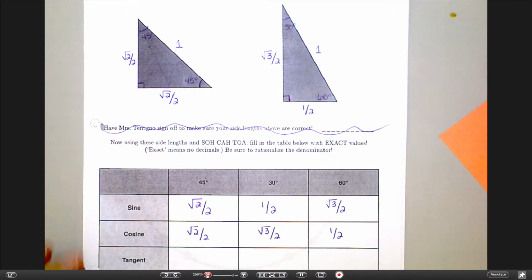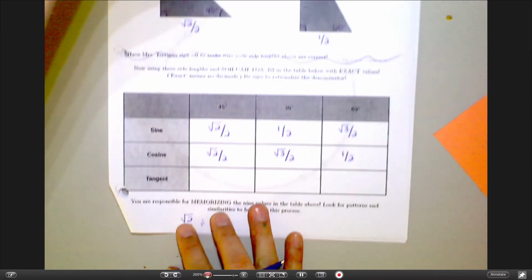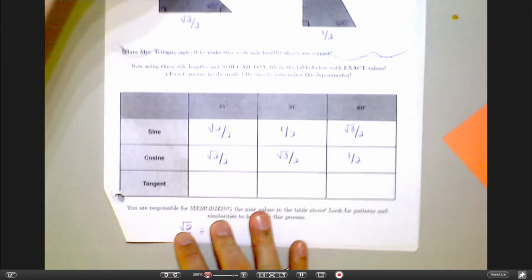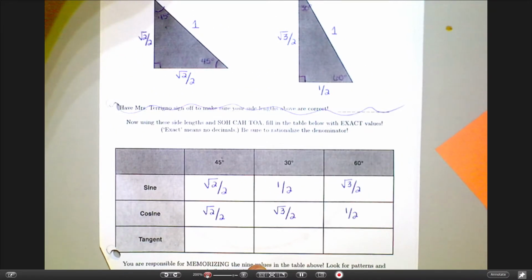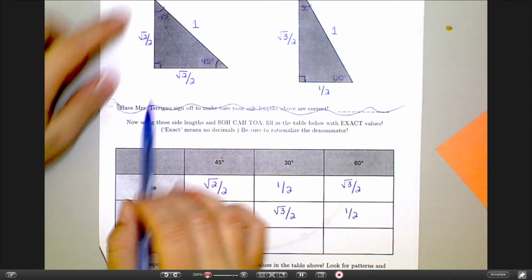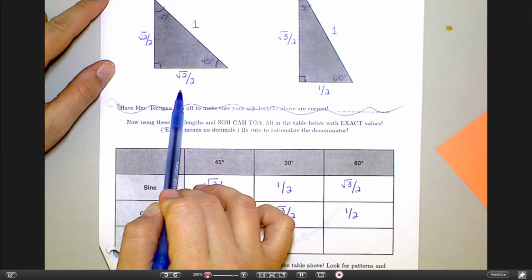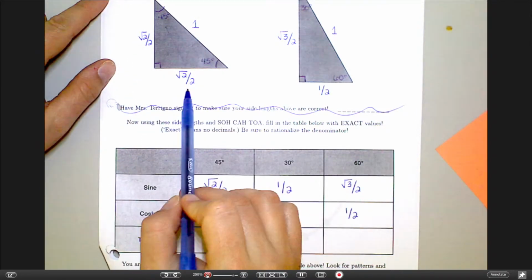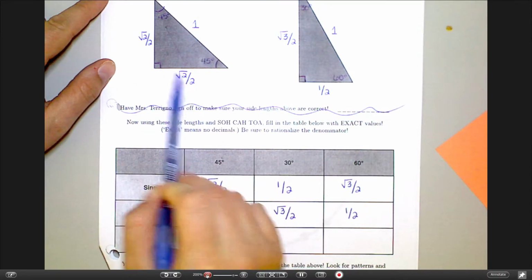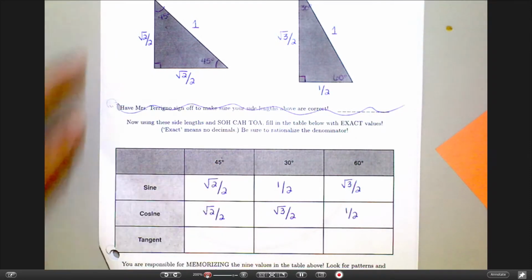Okay? For tangent, tangent is where things get a little tricky. When I want to do tan of 45, I'm going to do opposite over adjacent. So I'm doing square root of 2 over 2 divided by square root of 2 over 2. You're really going to want to make sure you write down this process. When I say square root of 2 over 2 over square root of 2 over 2, I'm really dividing them. Okay, so that's why I had you write this down here.